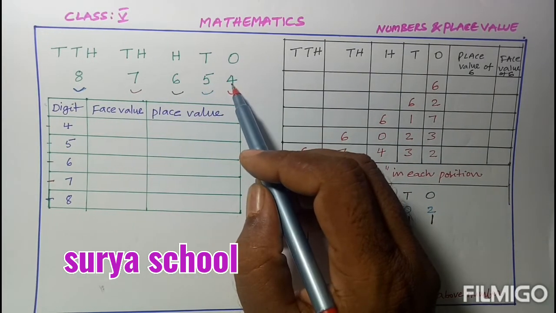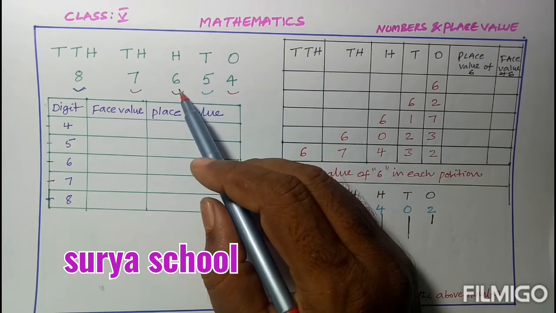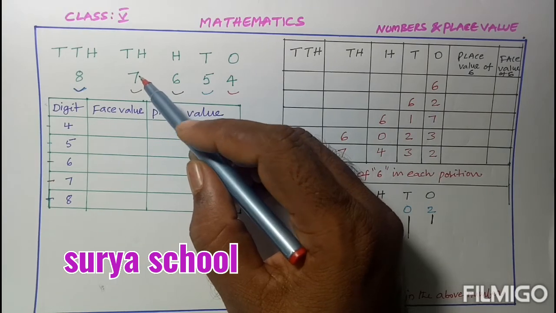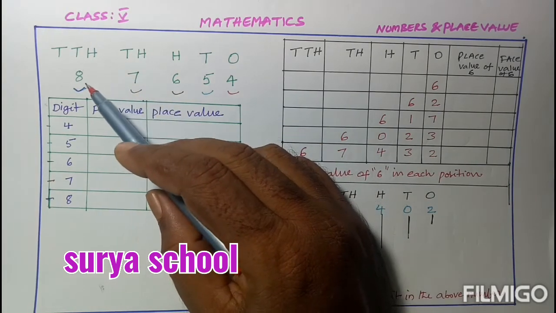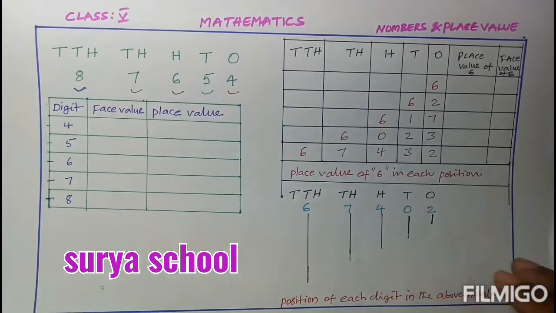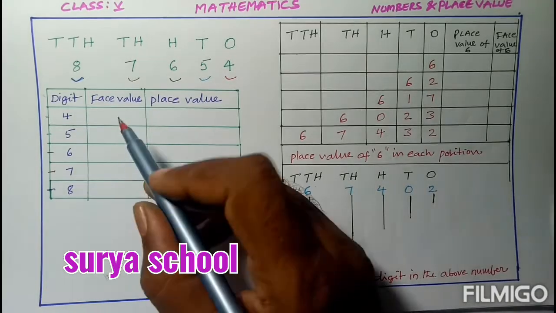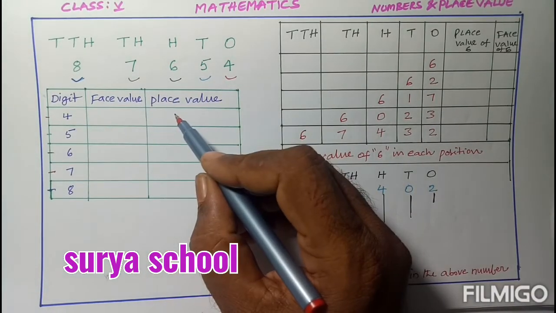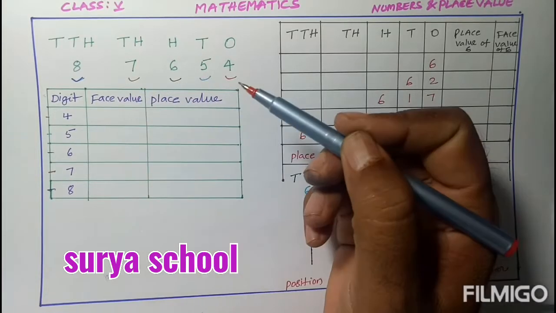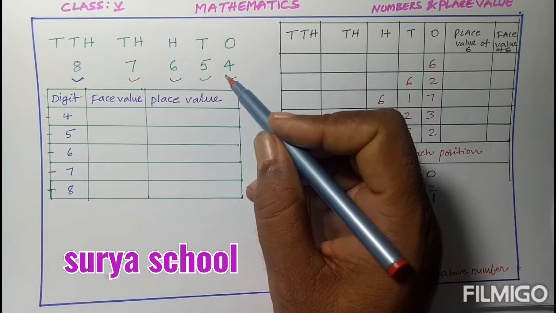This is the ones place, this is tens place, this is hundreds place, this is thousands place, this is 10,000s place. Here I am going to write the face value and place value of each digit in this table. How many digits are there? 5 different digits are there.